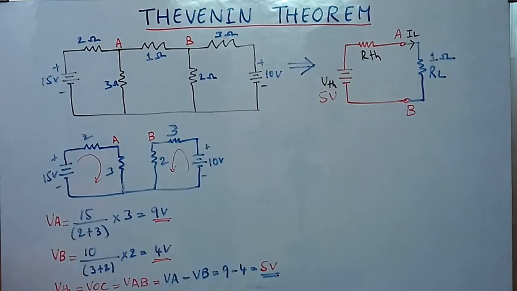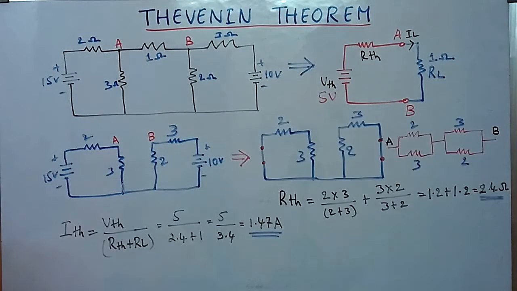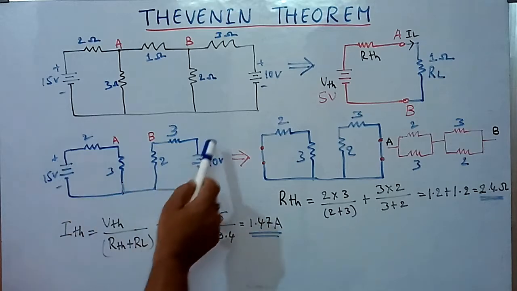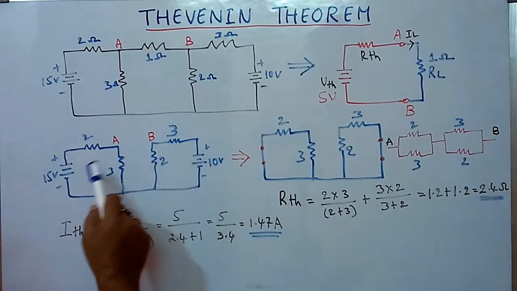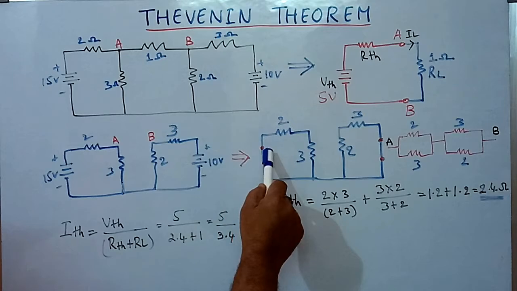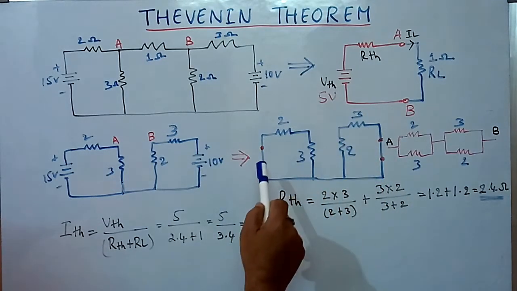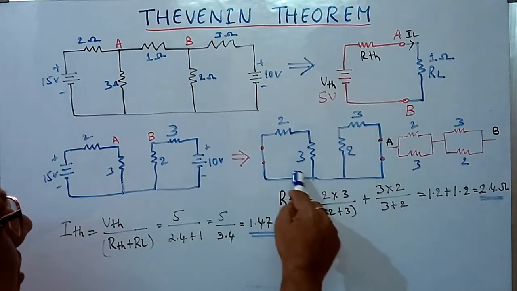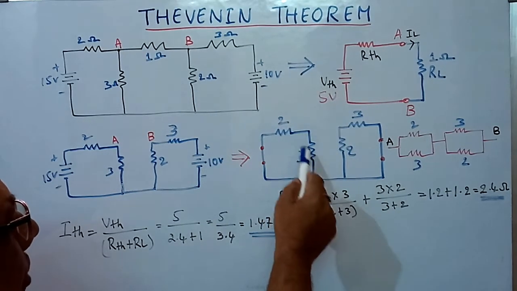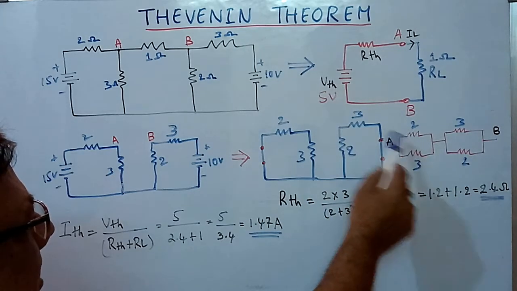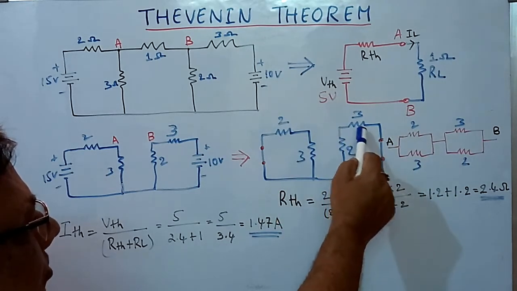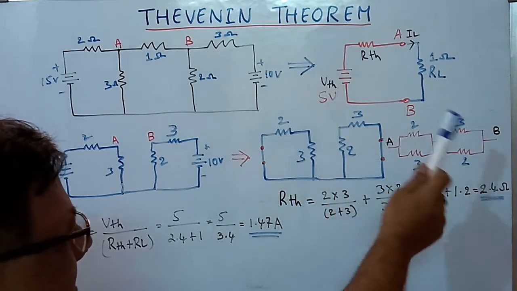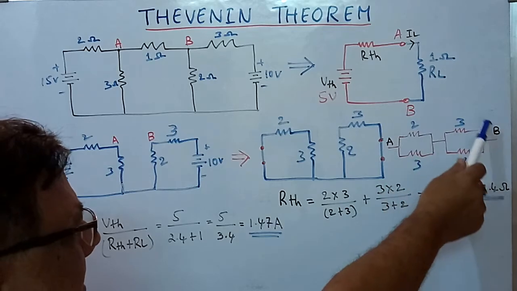Now we will be finding R Thevenin. Now to find out R Thevenin, the voltage sources which are ideally shown in this network are replaced with the short circuits. And looking into this circuit, 2 and 3 ohms are in parallel to each other, and these 2 and 3 ohms are parallel to each other. So this network is pre-represented in this fashion.